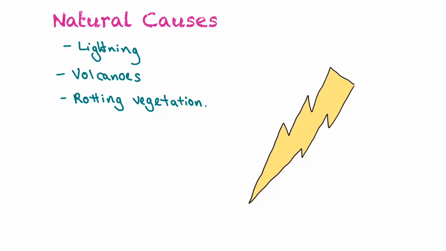So natural causes of acid deposition would be lightning. Lightning will heat the surrounding air and convert gaseous nitrogen to nitrogen oxides. Volcanoes release sulfur gases into the atmosphere during eruptions, and also rotting vegetation releases sulfur compounds as well.